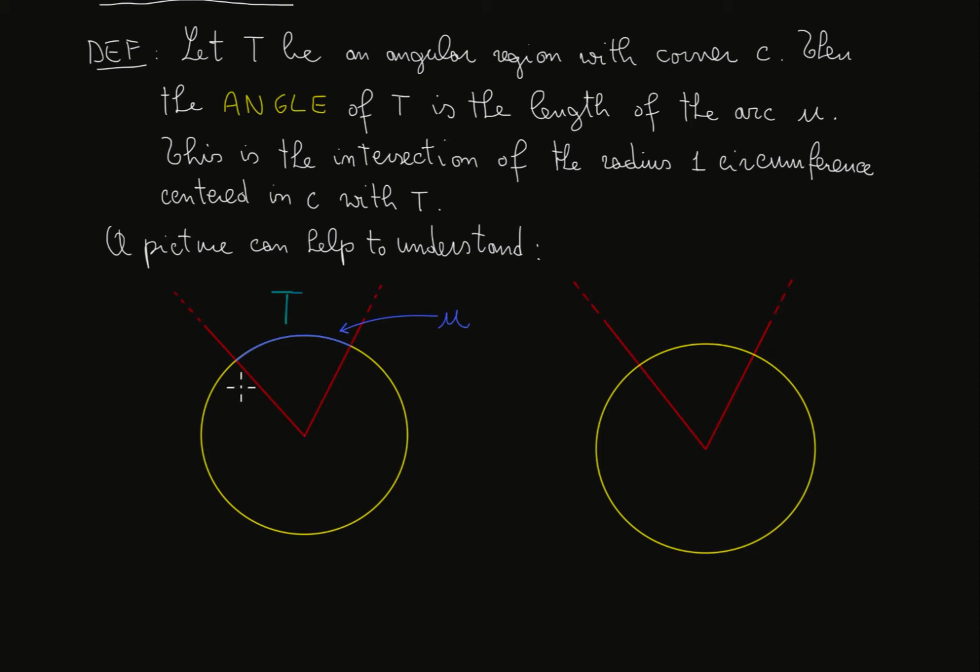If we wanted to consider the other angular region, the one on the bottom, then the arc U would be drawn as follows. So we take again the same picture as before, and then the region we are referring to now is the lower one, the lower angular region. So we have to take the intersection of this radius 1 circle centered in the corner with T. So once again we get this. So U is the length of this arc this time.